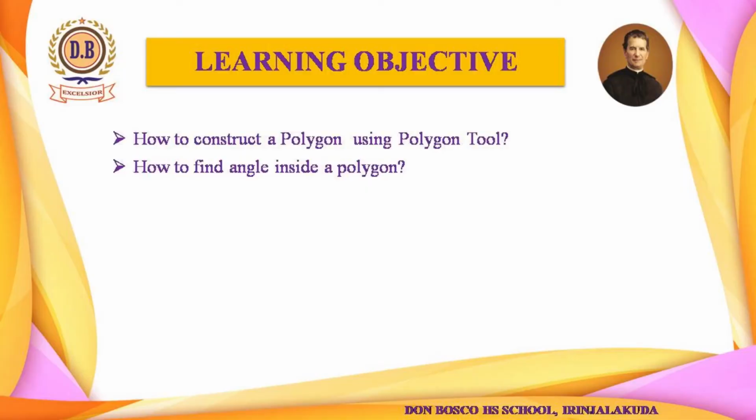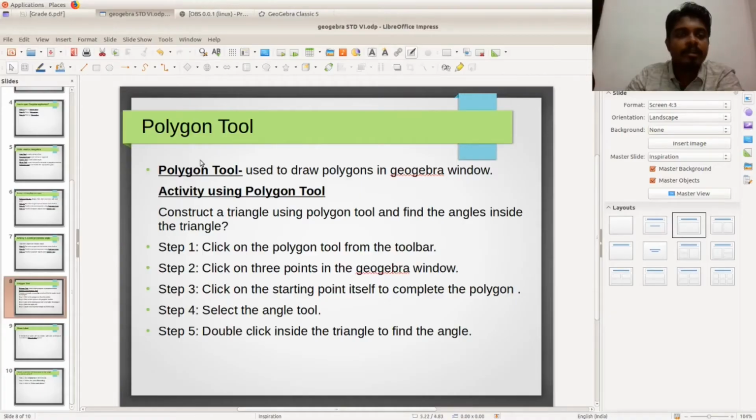So today we will discuss the last topic of this chapter. What is the last topic? Polygon tool. So what do you mean by polygon tool? It is used to draw polygons in the GeoGebra window.